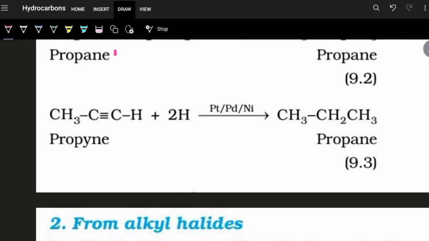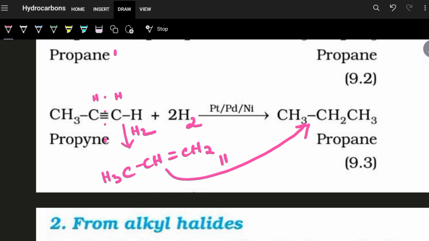So this is propyne. Add hydrogen on both the sides. For 1 mole, so 2 moles of H2 if you add. Do these corrections again, I repeat. Then you will get what? For 1 mole, you will get CH3, CH double bonded CH2. And when you add another mole of H2, then you will get CH3, CH2, CH3.